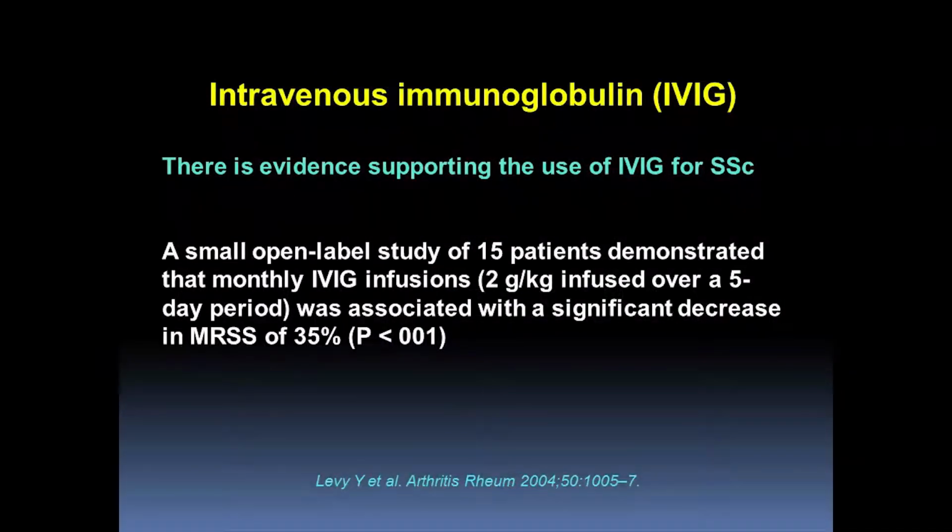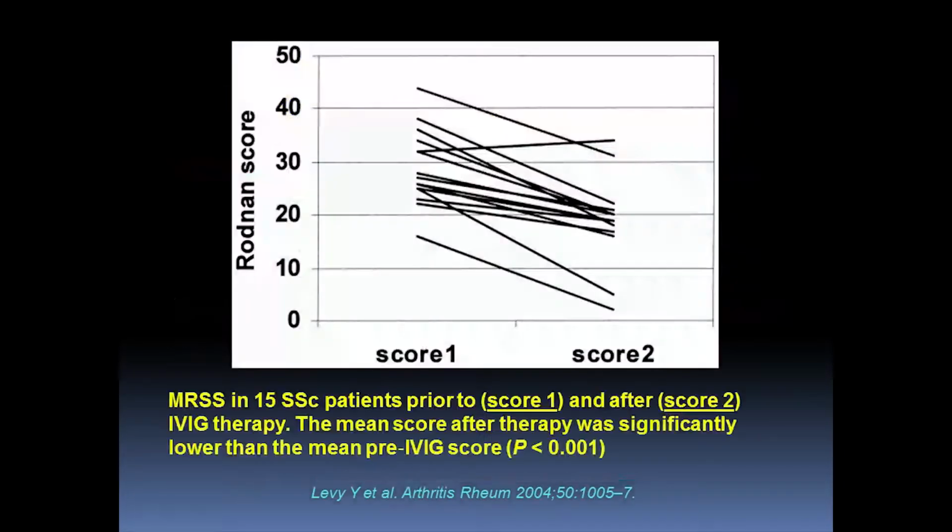Intravenous immunoglobulin. We do not have good quality data, unfortunately, but there is evidence supporting the use of IVIG for scleroderma. In a small open-label study of 15 patients, monthly IVIG, 2 grams per kg over 5 days, was associated with a significant decrease in MRSS of 30%. These are the initial skin scores, and these are the follow-up; except for one patient, everybody's skin score did drop. However, there is no control arm. So that makes it hard for us to know whether this is the natural history or an effect of the intervention.